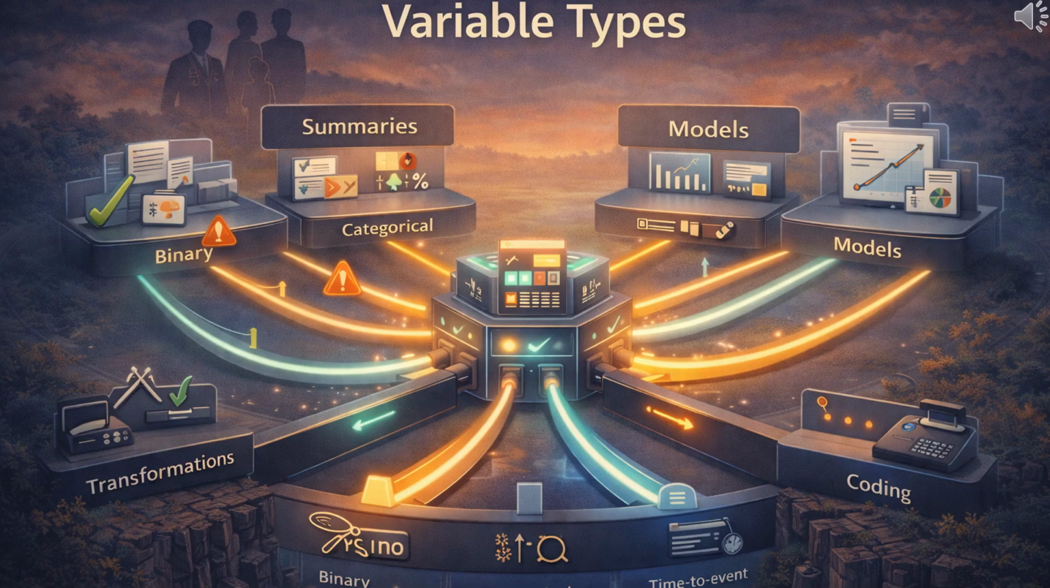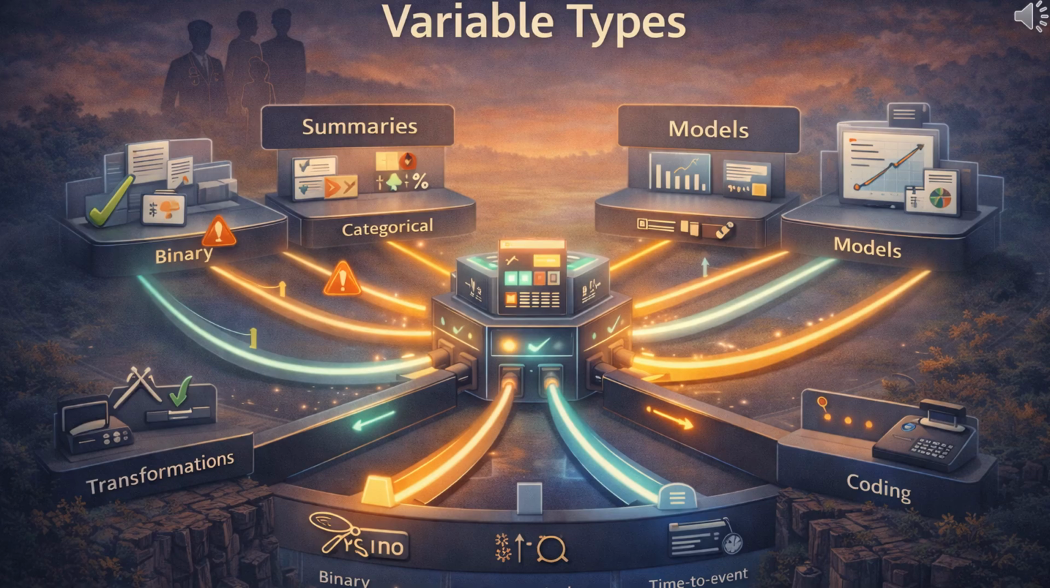The main types you will see are binary, two categories like yes, no; categorical, multiple categories like race, group, or department; ordinal, categories with a natural order like mild, moderate, severe; continuous, numeric measurements like blood pressure or wait time; count, 0, 1, 2, 3, events; and time to event, how long until something happens. Each type has a different natural language for summarizing, and using the wrong summary can hide the true pattern.